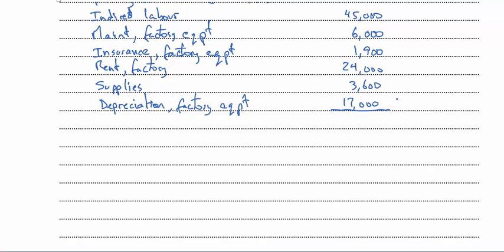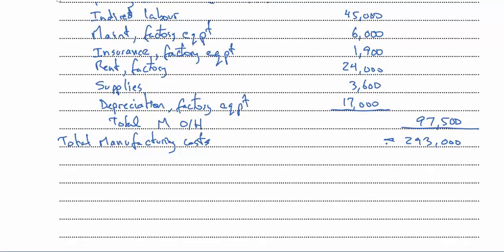Okay, so add all these bad boys up and you get total manufacturing overhead of 97,500. Okay, so we've got direct material, direct labor, and overhead. So our total manufacturing cost then can now be calculated. Add those guys up, and you get 293,000. Okay, so this is what we spent on manufacturing over the course of the year.